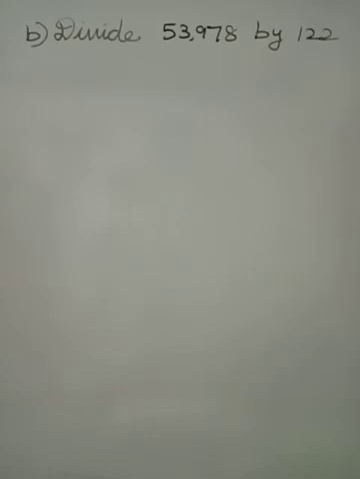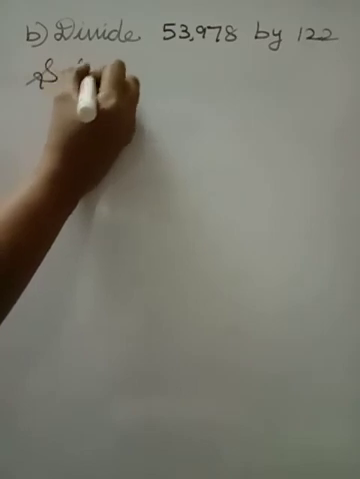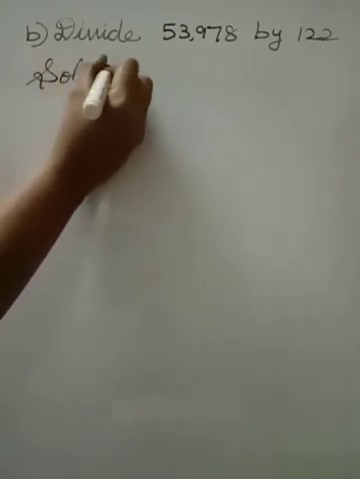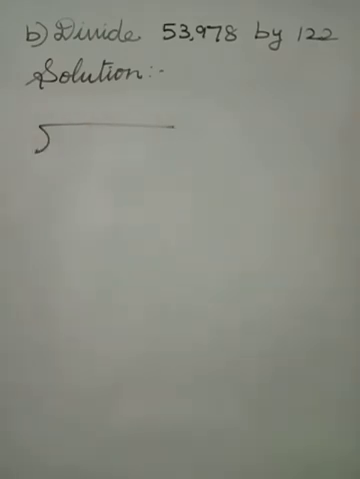So see here, division by a 3-digit divisor. The sum is divide 53,978 by 122. Now we are going to solve this sum. So first write the symbol and write the number.